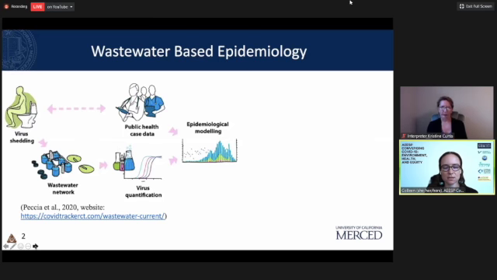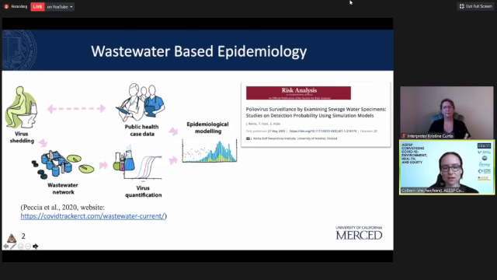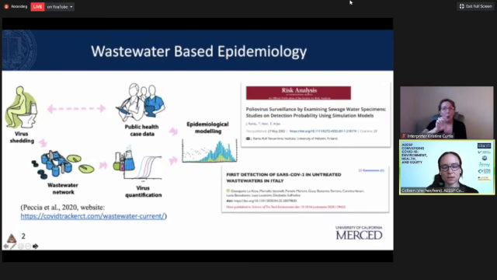Next, please. This is not a new technique, even if the news might feel it is. It's been used for decades. It's been used for poliovirus and for opioid detection. Next. And it's being used globally since the beginning of the pandemic all over the world to detect SARS-CoV-2 in the wastewater.